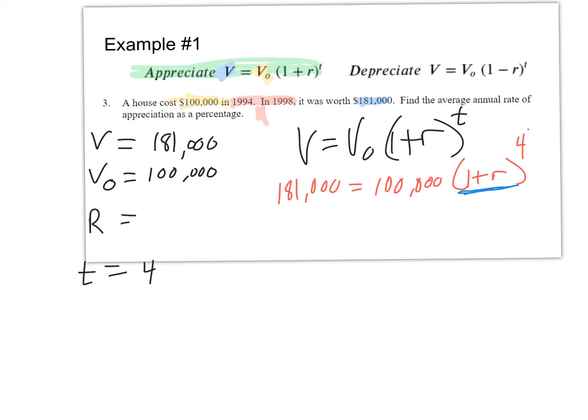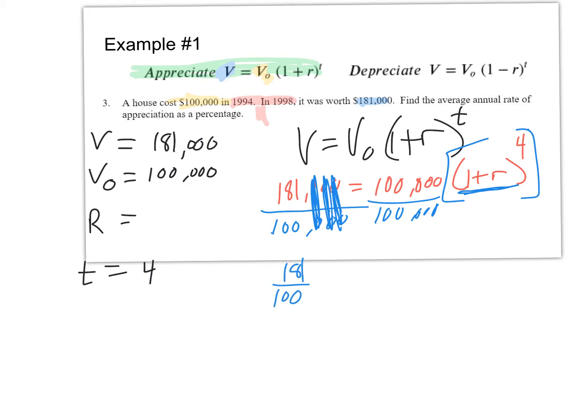So first thing I'm going to do is get this thing alone by dividing by the 100,000. Now, what I usually like to do is keep this as a fraction. I know this is a pretty nice decimal, but I like to keep it as a fraction. So I'm going to cancel off the zeros that I can, so I'm going to do 181 divided by 100. The reason I do this is because, yes, this is just 1.81, but in a lot of instances, you're going to get a non-terminating, non-repeating decimal that goes on forever and is really ugly to look at. So it's easier to keep the fraction.